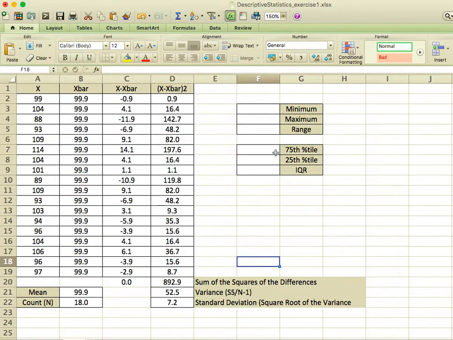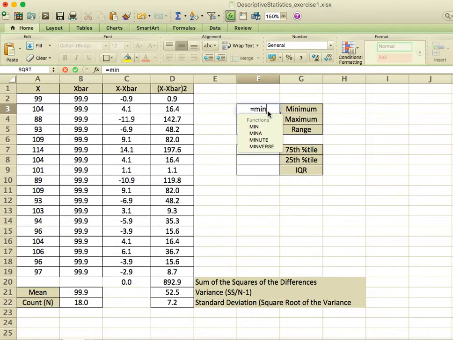Okay, so now the other values that I can find, for instance, that might give us an idea of the spread, and the median, the middle of this value, is the minimum. And in fact, there is a function minimum, right? And I could take the minimum of all of these values, and the minimum value is 88. I can take the maximum.